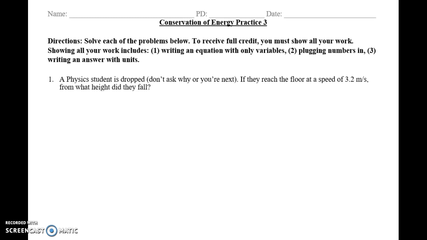So in problem 1, a physics student is dropped. If they reach the floor at a speed of 3.2 meters per second, from what height did they fall? So the first thing that I'm going to do in the problem is draw a quick picture to visualize it. So a physics student is dropped, okay, and then we're looking at them reaching the floor.